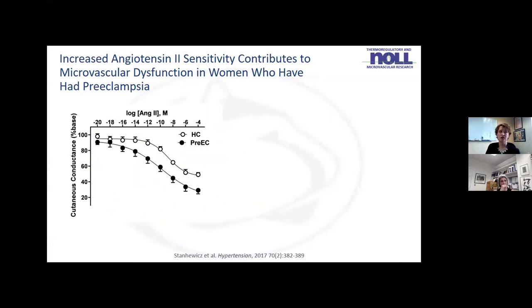These are constrictor function data, and this time we perfuse the constrictor angiotensin II in a dose-dependent fashion, looking at vasoconstrictor function in those who have experienced a preeclamptic pregnancy. So these are women within 1 year after giving birth from having preeclampsia. And I think you can readily see that those who have had a preeclamptic pregnancy have an increase in their vasoconstrictor response to angiotensin II.